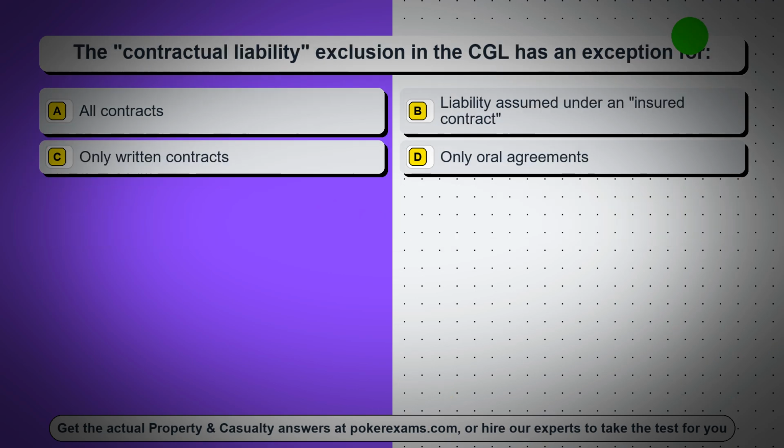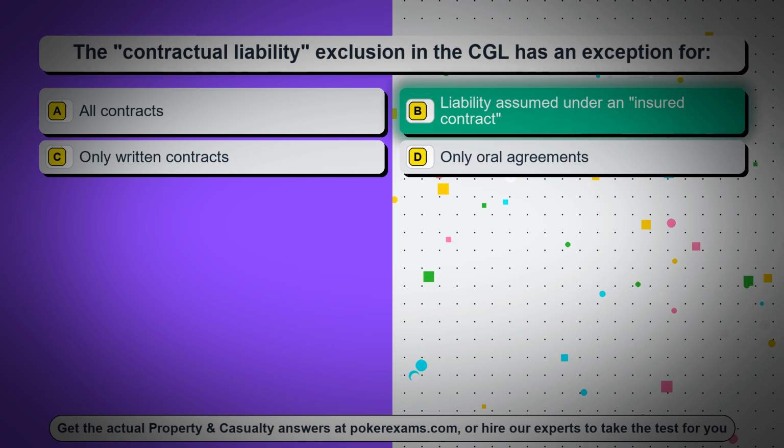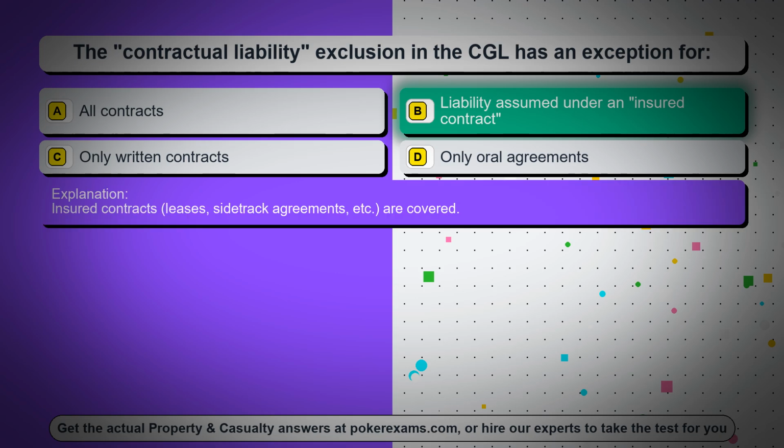Question 29. The contractual liability exclusion in the CGL has an exception for: option A, all contracts. Option B, liability assumed under an insured contract. Option C, only written contracts. Option D, only oral agreements. The correct answer is option B, liability assumed under an insured contract. Insured contracts, leases, sidetrack agreements, etc., are covered.